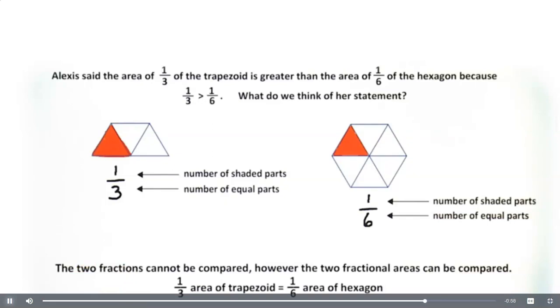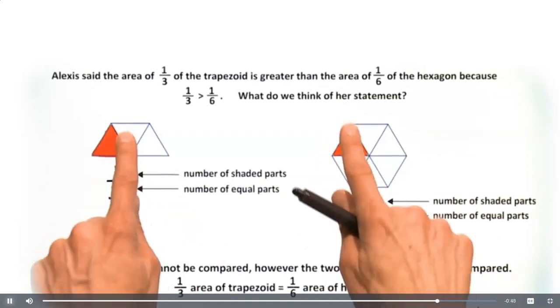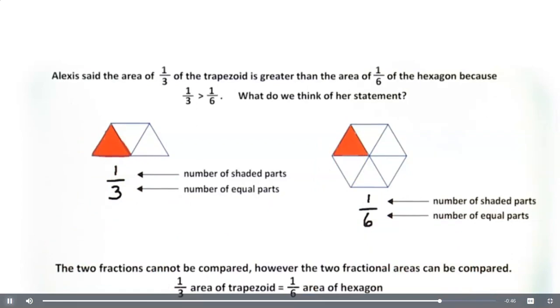But here's what we can do. We can, in fact, compare the two fractional areas. The two fractional areas can be compared. So we can say that these areas are equal. So 1/3 the area of the trapezoid is equal to 1/6 the area of the hexagon. That is something that we can say.